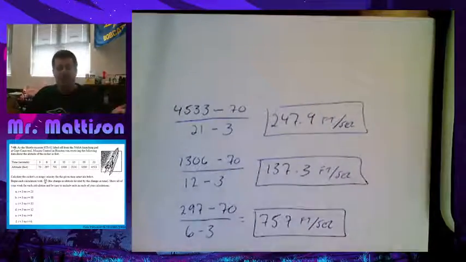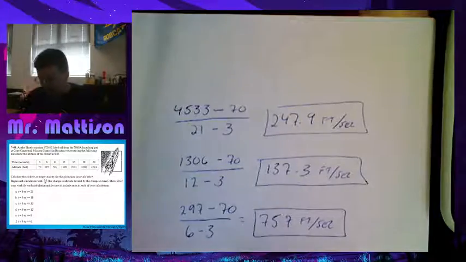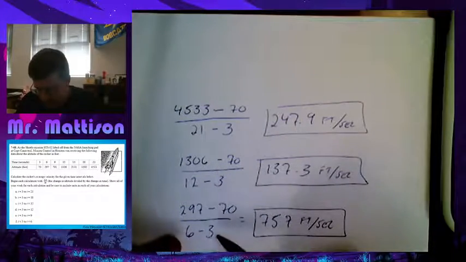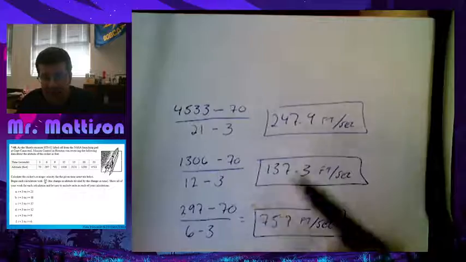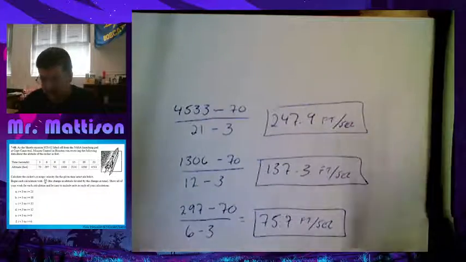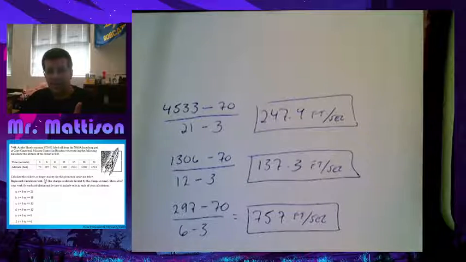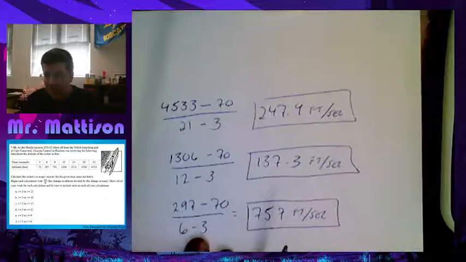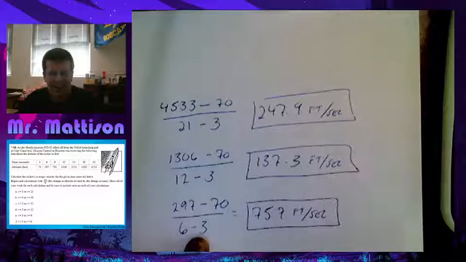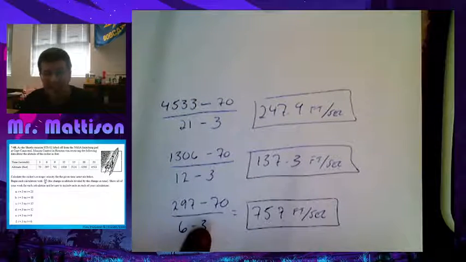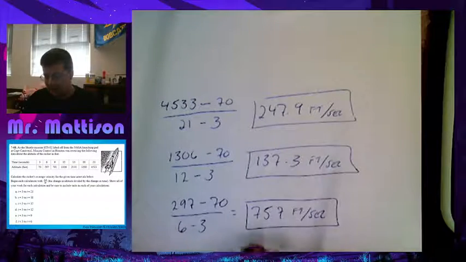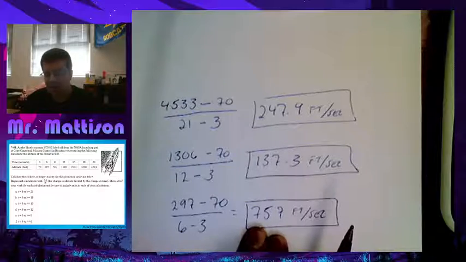What is this telling me, right? Well, as my rocket is going higher, my speed has to be getting faster, right? Because what these are is the average speed over that period of time. So between second 3 and 6, my average speed is only 75 feet per second, right?